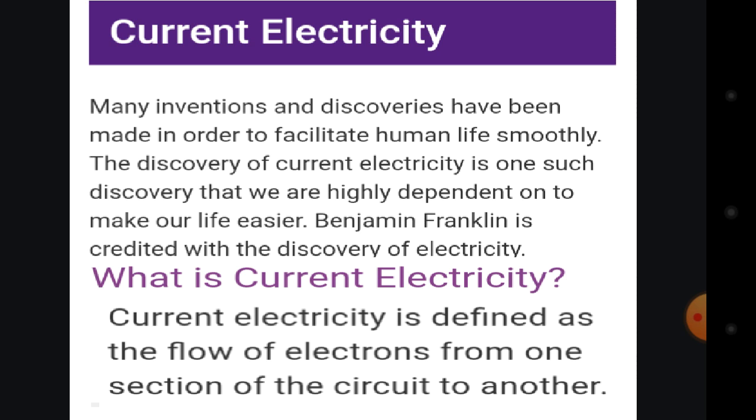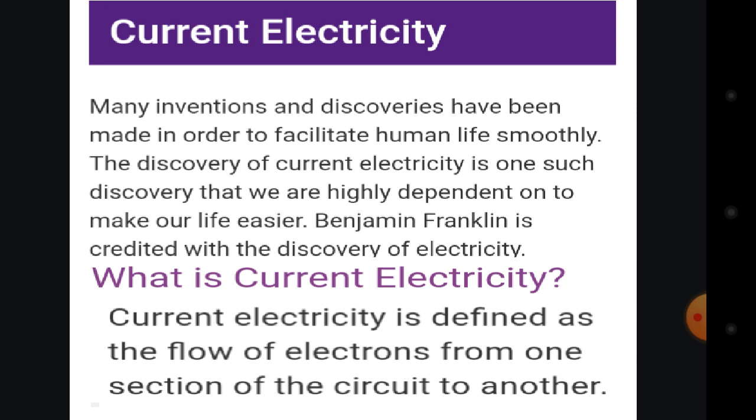So when we say what is current electricity, current electricity is defined as the flow of electrons from one section of the circuit to another. So you see, it is a movement of the electrons or electric energy. It is due to the movement of electric energy or electrons from one section to another in a circuit. That is what forms the electricity, the electrons moving in a circuit, with positive particles and also negative particles.